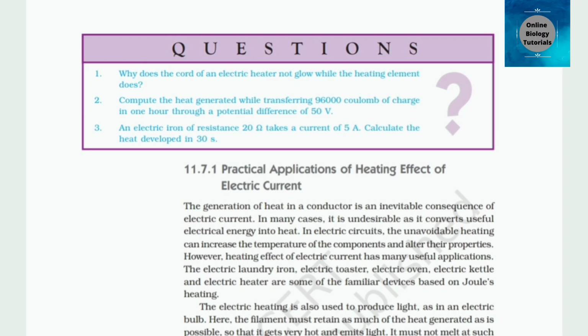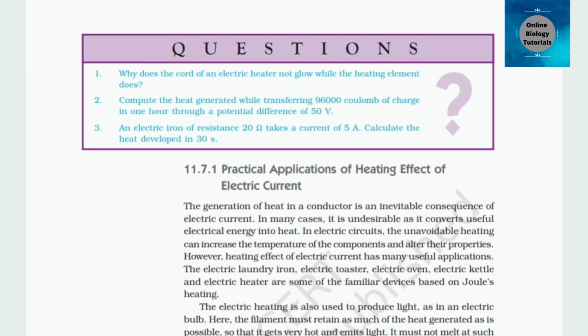11.7.1 Practical applications of heating effect of electric current. The generation of heat in a conductor is an inevitable consequence of electric current. In many cases, it is undesirable as it converts useful electrical energy into heat. In electric circuits, the unavoidable heating can increase the temperature of the components and alter their properties. However, heating effect of electric current has many useful applications. The electric laundry iron, electric toaster, electric oven, electric kettle, and electric heater are some of the familiar devices based on Joule's heating.